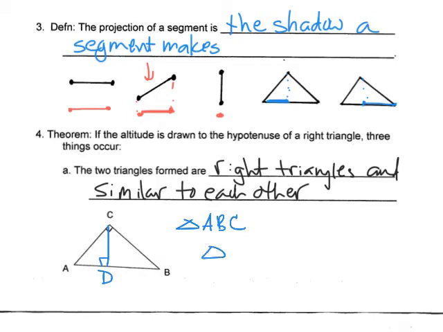And we have triangle, if ABC is one of them, that means I'm traversing the hypotenuse from the short end. So the next one would be ACD, and then triangle CBD. Those three are all similar.